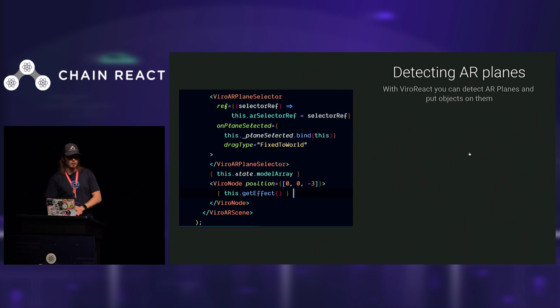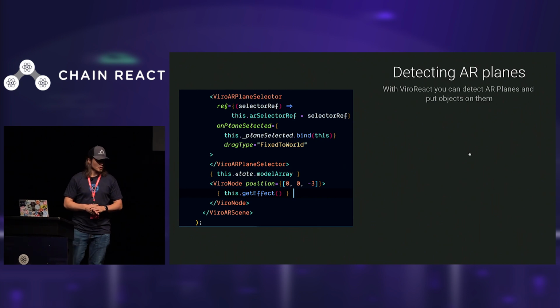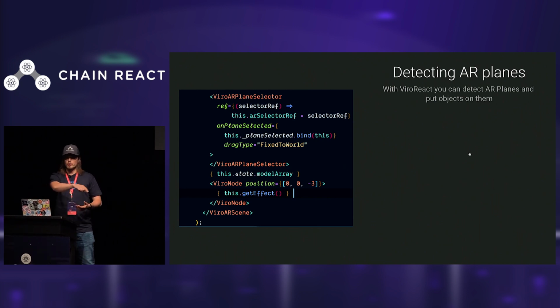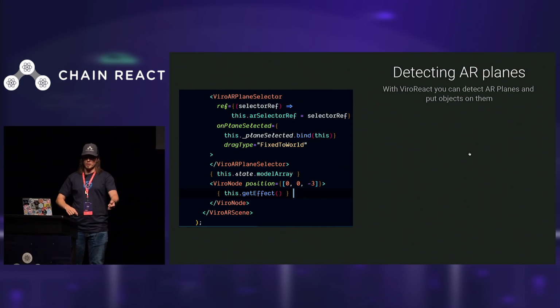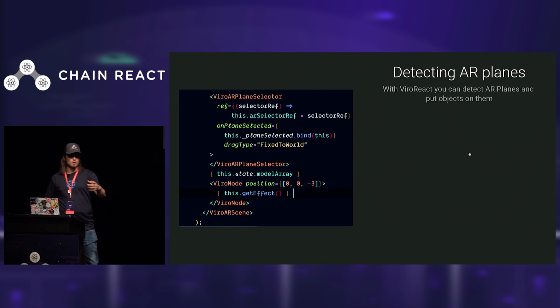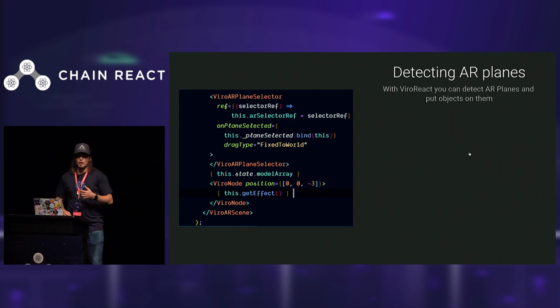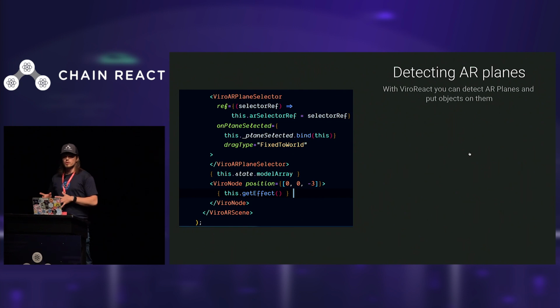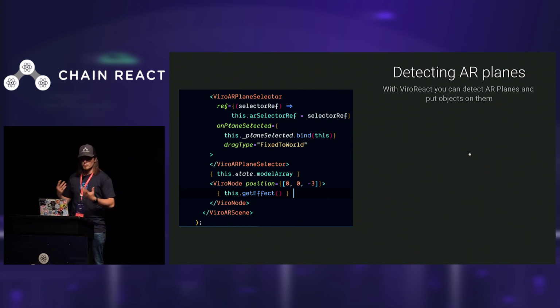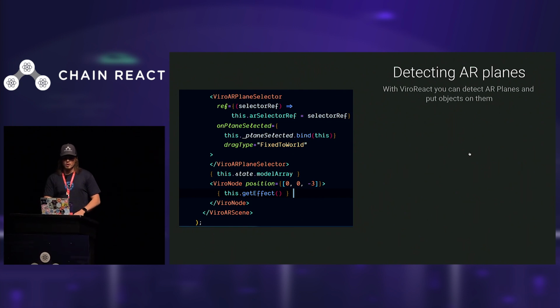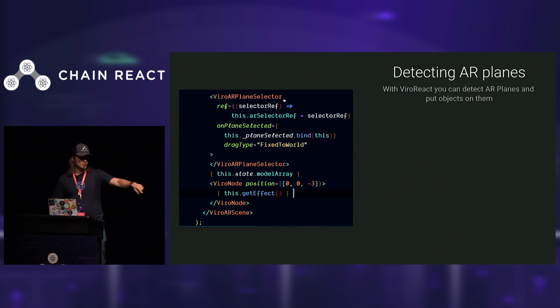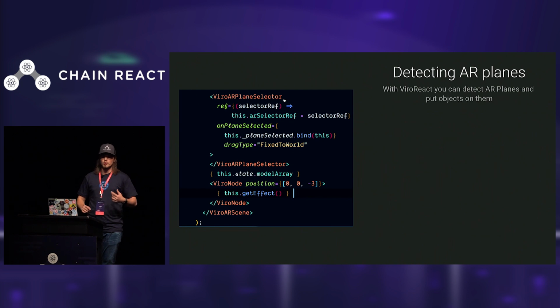Another important thing in AR is detecting planes. You've seen here I have a kind of grayish surface that I clicked on, and the monster appeared, or the portal appeared. So I can do that myself, but there is a component that helps me with this. It's called Viro AR Plane Selector. It basically renders this gray box for me to be able to select the plane.